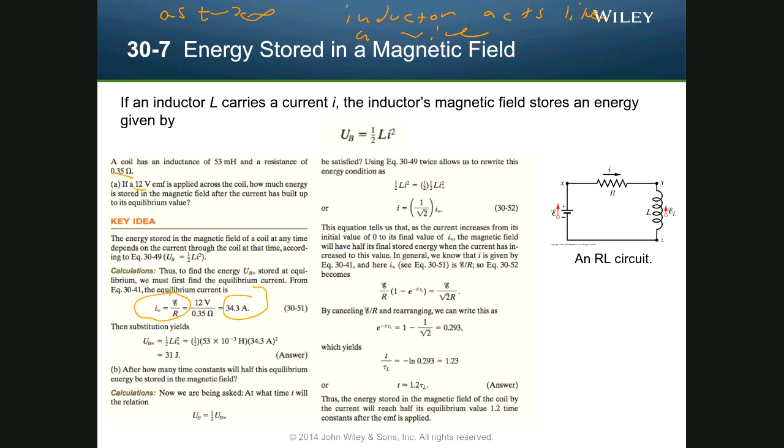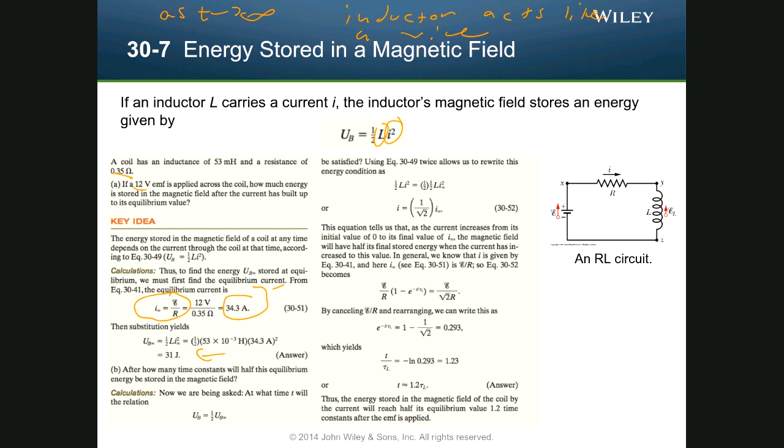So now we've got the value of the current. 3.4 amps is a lot, and we have L, and we have 1/2. So it seems like substitution will give us 0.31 joules. It's that straightforward. All right, that's how much energy is stored in the magnetic field there.